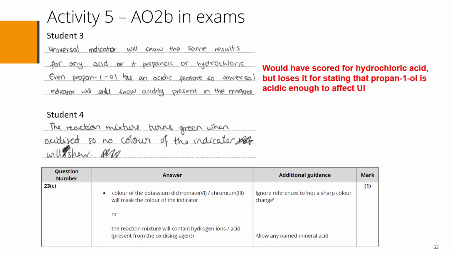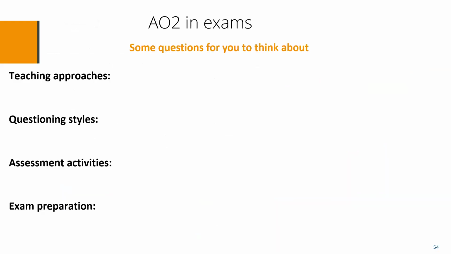The reaction mixture turns green when oxidized, so the color indicator was shown. Well, I think that covers the first answer in the script. So I would give 1 mark for green color, not allowing the color to show. Okay. Hope you all agreed on that one. Okay, right. Well, that's just a brief introduction into marking.